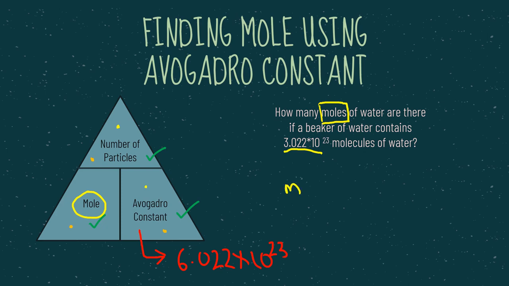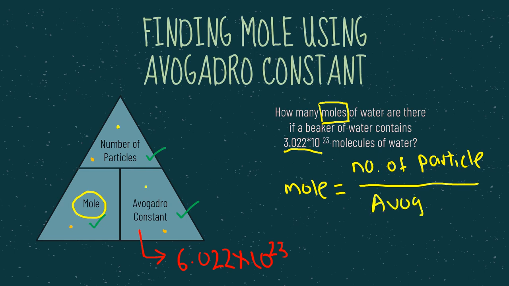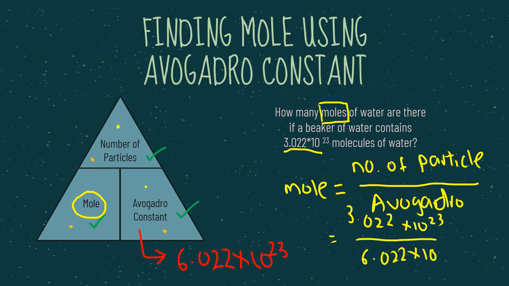So mole is equals to number of particle divided by the Avogadro's constant. So we just take 3.022 times 10 to the power 23 divided by 6.022 times 10 to the power 23, and we should get half. So there are half mole of water in the beaker.